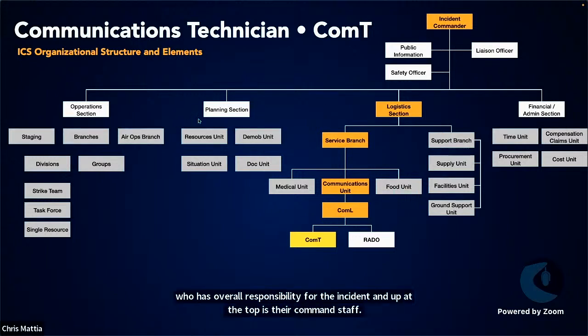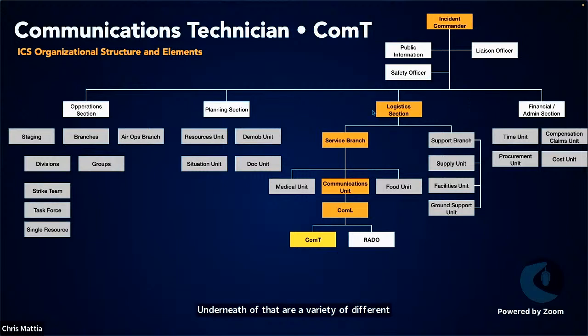Underneath of that are a variety of different sections, and the communications group is all located here underneath of the logistics section. They're divided out into what's called the service branch. And under there, you'll find the communications unit. The leader of the communications unit is called the ComL, or the communications leader.